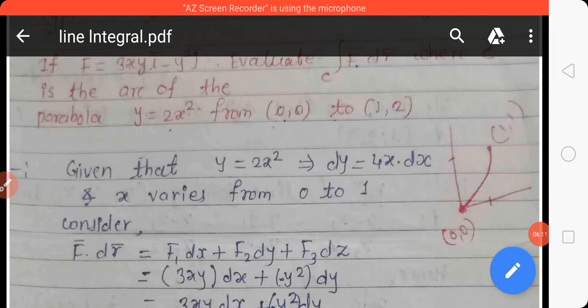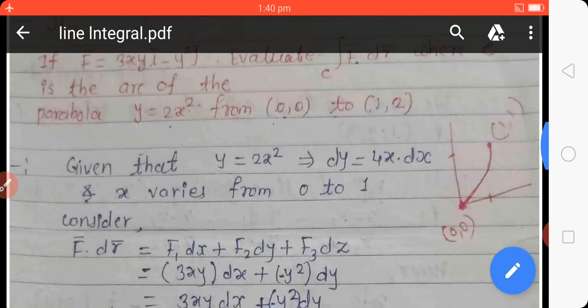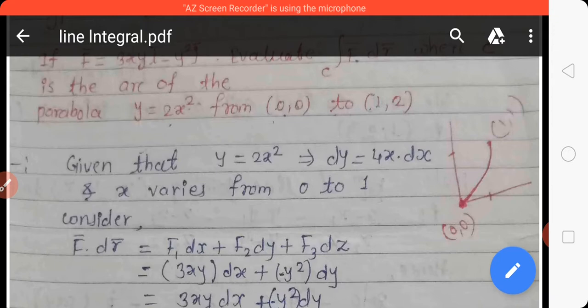y is equal to 2x squared. This denotes the equation of a parabola. If you draw the curve, it is symmetric about the y-axis. That is the shape of the curve on the upper side of the x-axis, and we can choose the curve from (0, 0) to (1, 2). Here we take this (0, 0) to (1, 2).